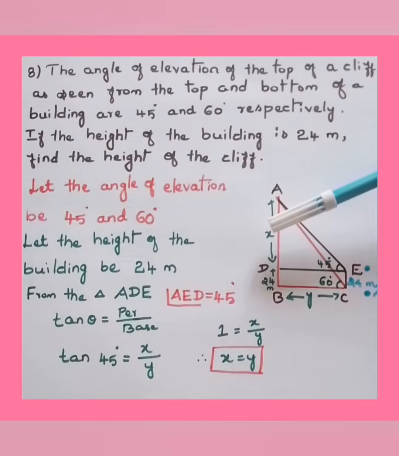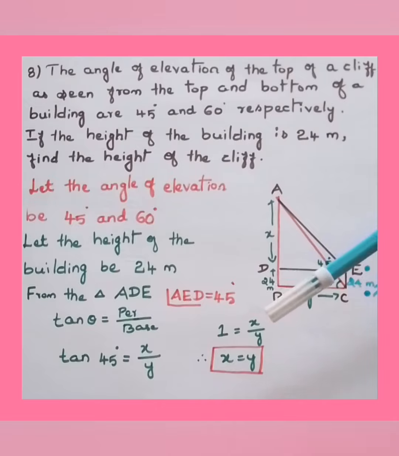If you take that as x, the base you can take as y, since we don't know the base value. Tan theta is equal to perpendicular by base. So perpendicular is x, base is y. Therefore tan 45 is equal to 1, so 1 equals x by y. Hence x is equal to y. This is equation number 1. Then take the second option and try to solve it.